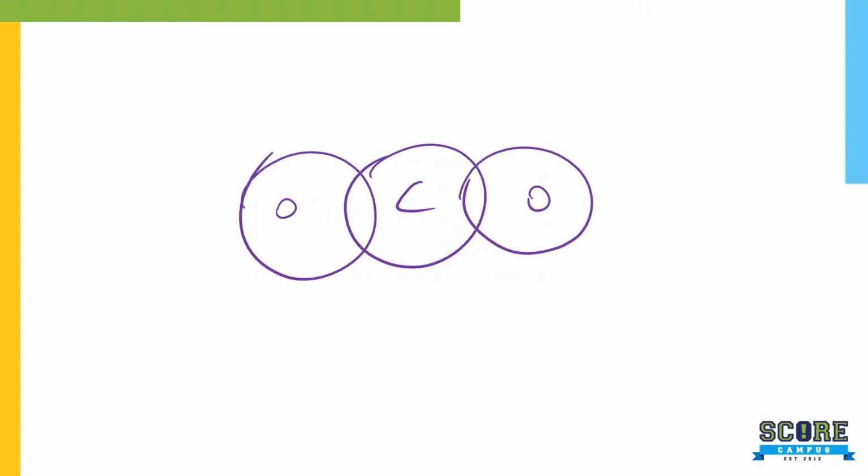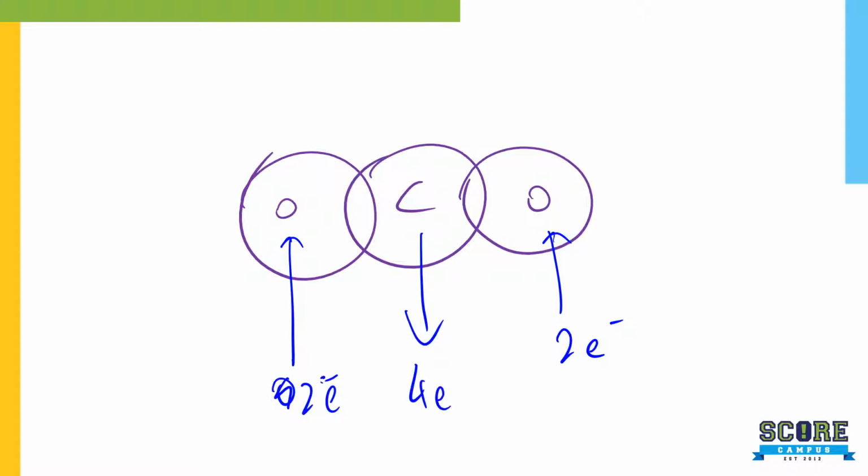You put C in the middle, O at the side, O at the side. Now, you know that oxygen needs 2 electrons. Oxygen here needs 2 electrons. Carbon here needs 4 electrons. So because oxygen needs 2 electrons, it needs to share 2 electrons. So this oxygen will give 2 of its electrons, right? And then it has 4 more: 1, 2, 3, 4.